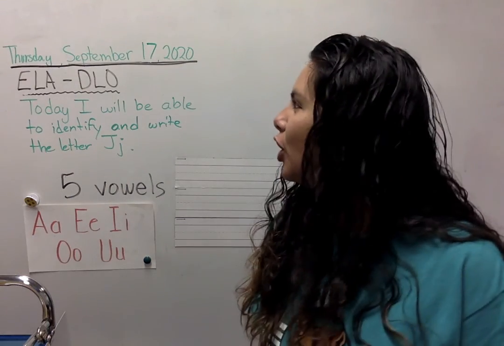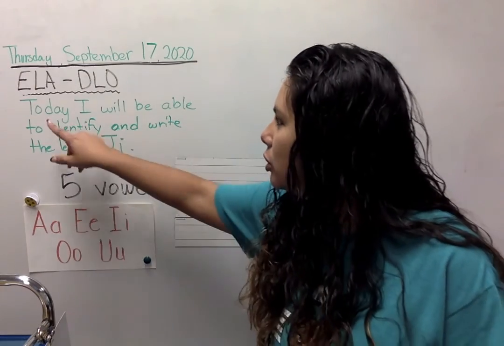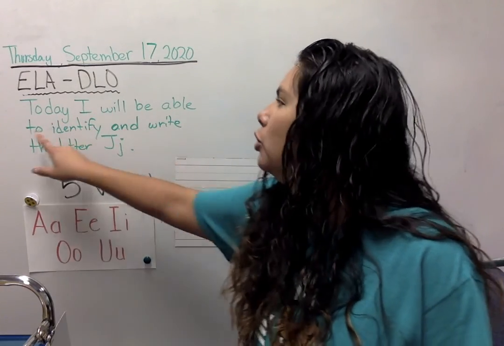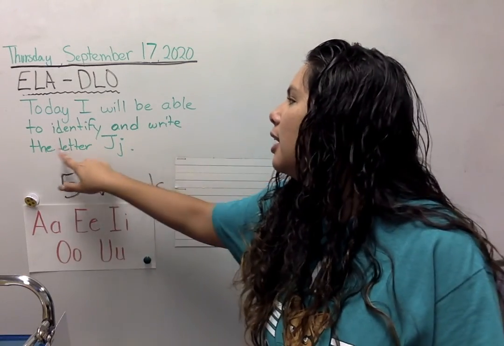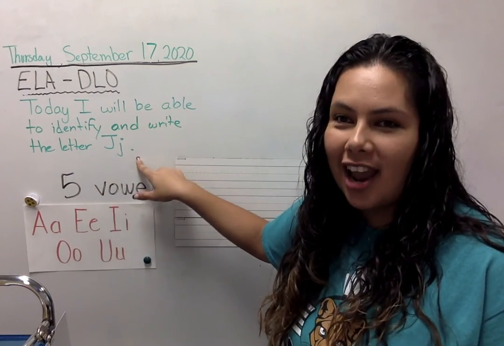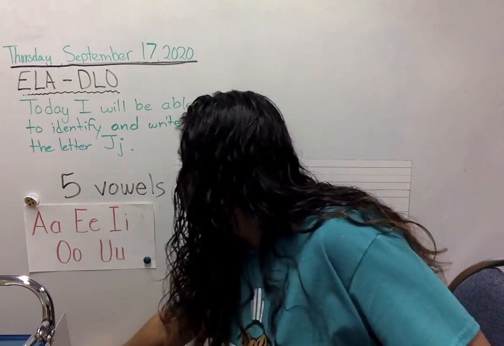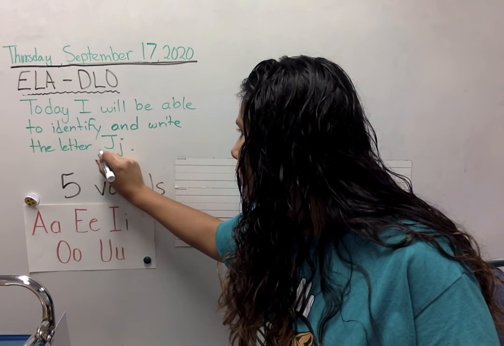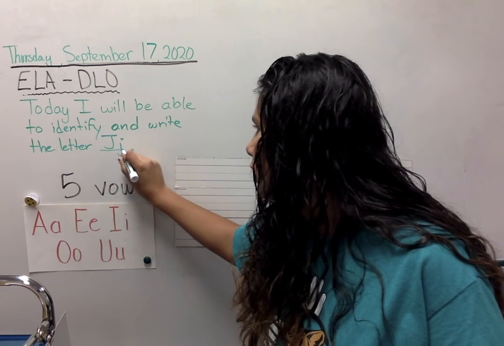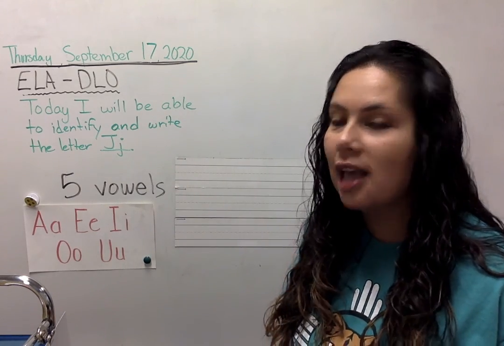Okie dokie, let's start with our daily learning objective for ELA. So today I will be able to identify and write the letter J. That's our new letter today. The letter J. So I'm going to write this line so you can see that our J, our lowercase j, is one of the ones that hangs underneath that bottom line. Okay, see how I went down? I wanted you guys to see that.